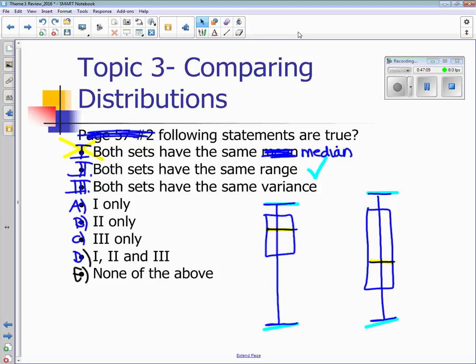Yes. And that's a perfect thing to do, look through your answer choices and then work backwards.